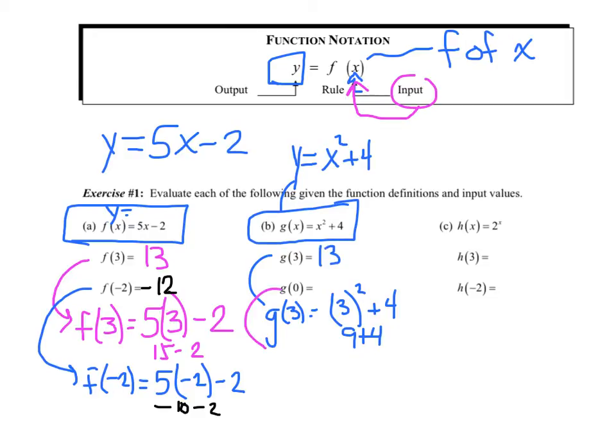If I want g of 0, okay, so parentheses, substitute in, squared, plus 4. 0 squared, of course, is 0, plus 4 should get me 4.